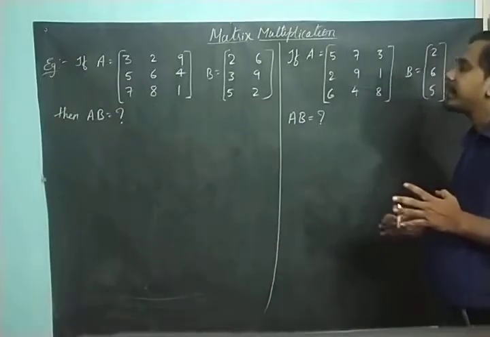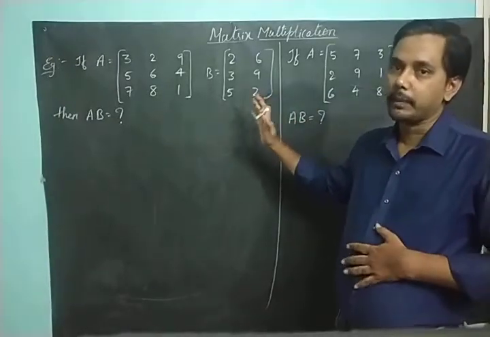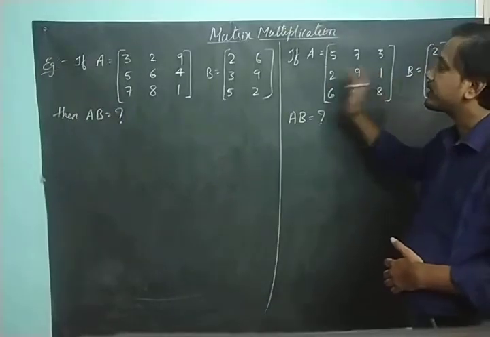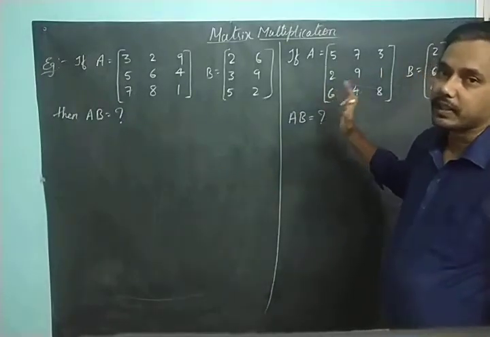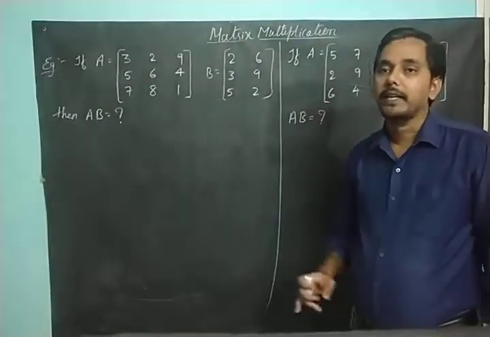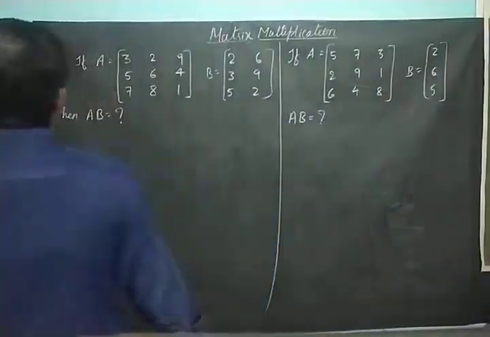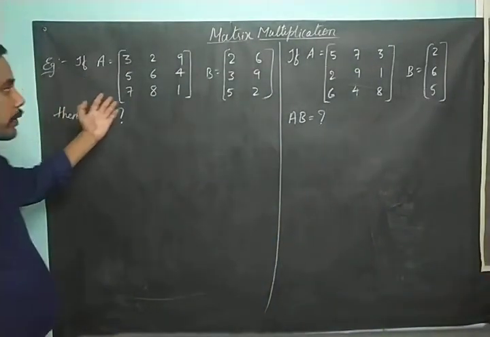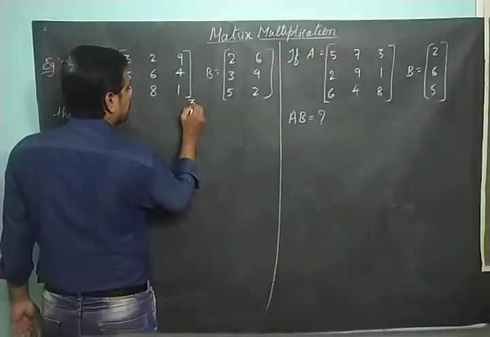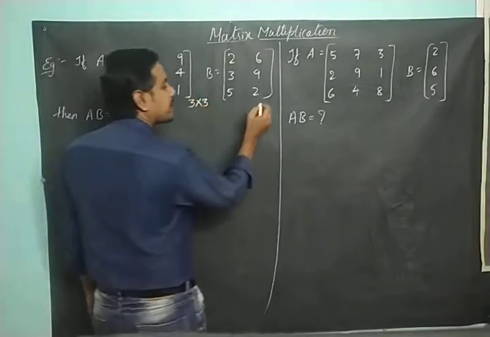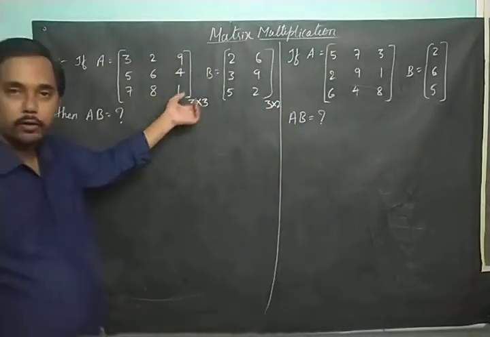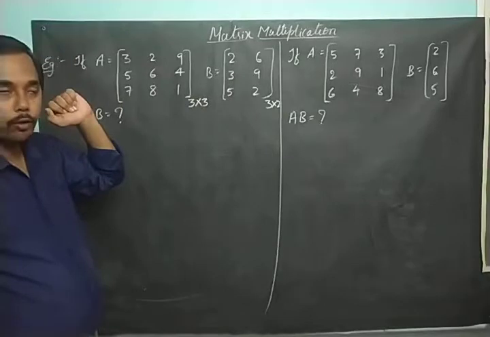Now let us take up two more examples on matrix multiplication and move on to the next topic. These examples are just to refresh the concepts we have learnt in the last classes. Here we have been provided with two matrices. The first matrix A is of order 3 cross 3 and the second matrix B is of order 3 cross 2.